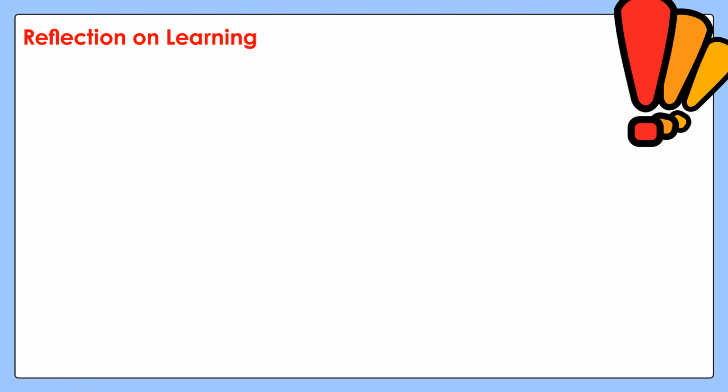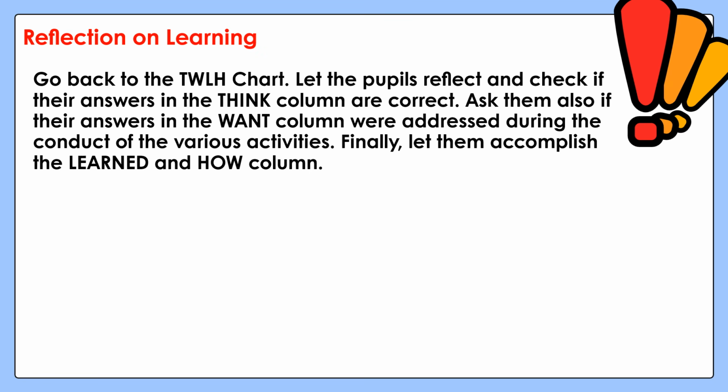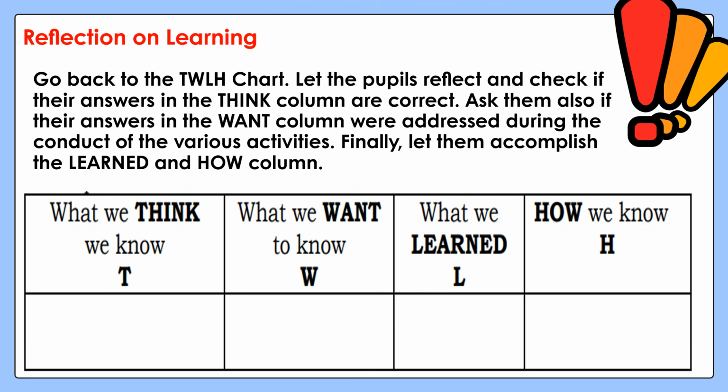Reflection on learning. Go back to the TWLH chart. Let the pupils reflect and check if their answers in the think column are correct. Ask them also if their answers in the want column were addressed during the conduct of the various activities. Finally, let them accomplish the learned and how column.